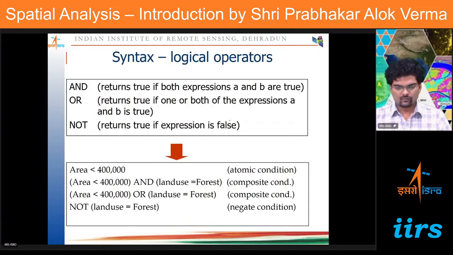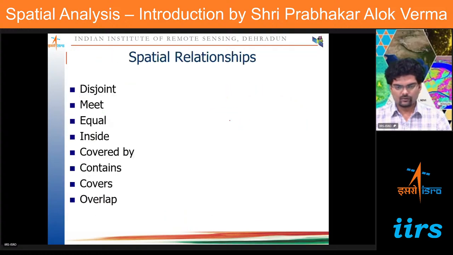Now we'll see about some spatial relationships and how these relationships are used for performing location-based or spatial queries. There are basically 8 kinds of spatial relationships. Based on these relationships, queries are performed.